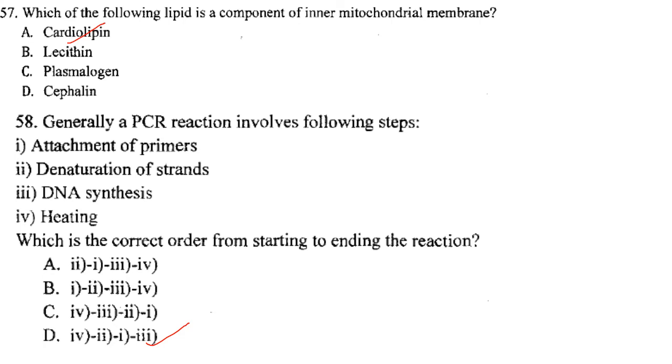Generally, a PCR reaction involves the following steps: attachment of primers, denaturation of strands, DNA synthesis, heating. Which is the correct order from start to end of the reaction? So first one is heating, that is 4. Then comes denaturation of the strands, 2. Then comes attachment of primers, 1. And then comes DNA synthesis, that is 3. So it is 4, 2, 1 and 3.